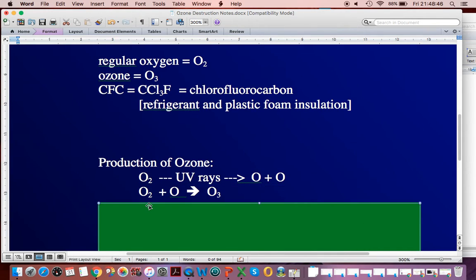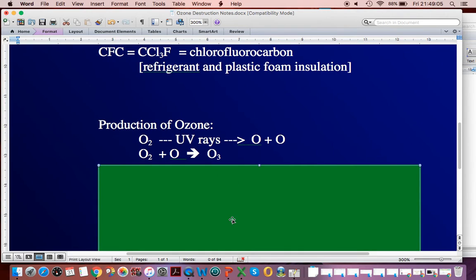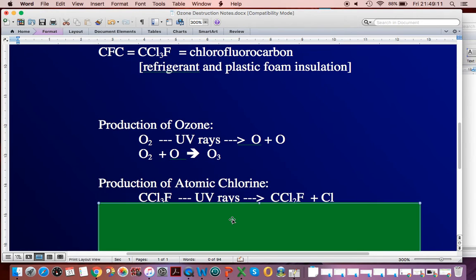So first of all, we've got to make our ozone. We have oxygen, it gets hit by ultraviolet rays in the atmosphere, and it splits into 2. And these 2 oxygen atoms are going to be very reactive. They're very unstable. So then if another oxygen molecule runs into an oxygen atom, it can make ozone, which is quite a bit more stable. So that's just the making of ozone. That's separate from the mechanism that we're going to be looking at.